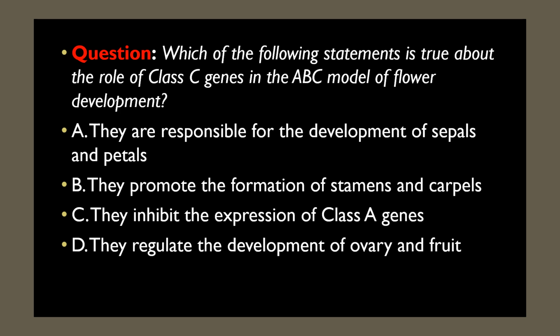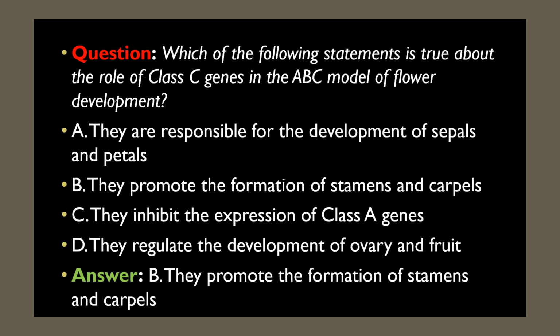The next question is, which of the following statements is true about the role of class C genes in the ABC model of flower development? Firstly, they are responsible for the development of sepals and petals. Option B is they promote the formation of stamens and carpels. Option C is they inhibit the expression of class A genes. And fourth is they regulate the development of ovary and fruit. Class C genes are crucial for the development of stamen and carpels in the ABC model of flower development. They work alongside class A and B genes to ensure the proper formation of floral organs. So the answer is second, that they promote the formation of stamen and carpels.